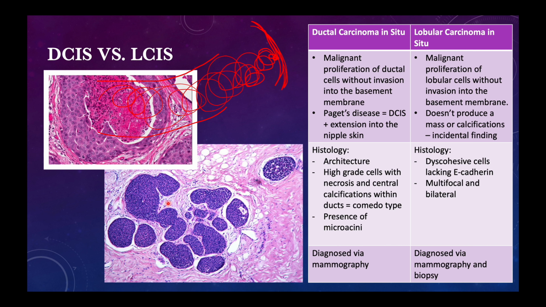And like I said, if it's an incidental finding, that basically means that they found it when they were doing a routine mammography for patients who are being screened, like those more than 40 years old being screened for breast cancer. So that's why we have this screening, and this can be found incidentally, and we can take a biopsy. And that's DCIS and LCIS.